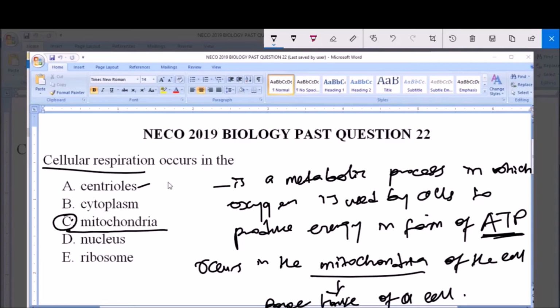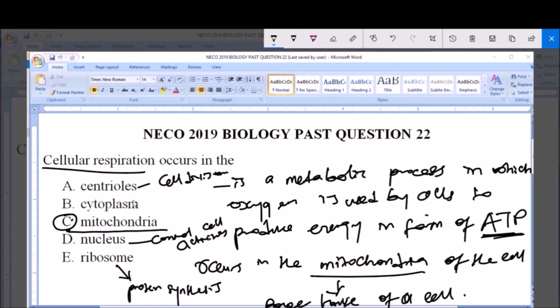Centrioles are for cell division. Then the nucleus, like we know, controls all cell activities. And the ribosome here is for protein synthesis. Then the cytoplasm is like a jelly fluid, whereby all these cell organelles are suspended. But the mitochondria is the powerhouse of the cell, and that is where cellular respiration occurs to provide energy for the body.